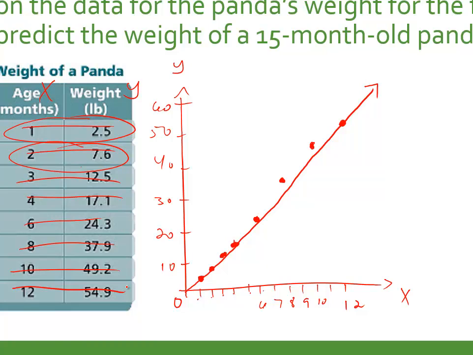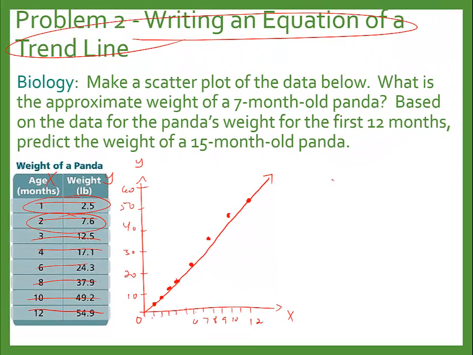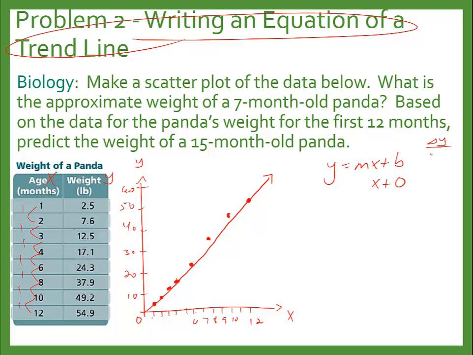Obviously at 0 months, it's just born, it's not going to weigh but a few grams. So let's assume there is no y-intercept. So we're going to have y equals mx plus b, where b is 0. Now what's changing here? From 1 to 2, the change in x is 1. Because remember, from a table to find your slope, it's change in y over change in x. Don't forget that. The change in y over change in x is the slope of your table.